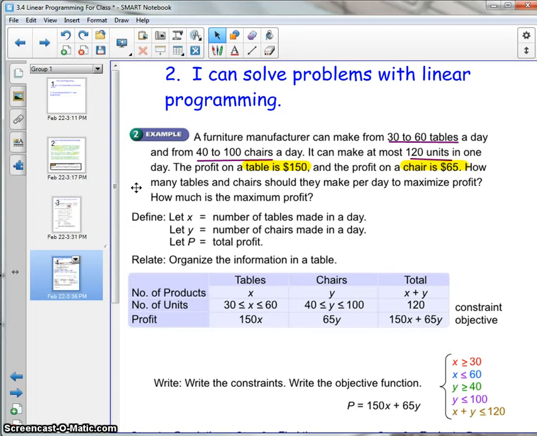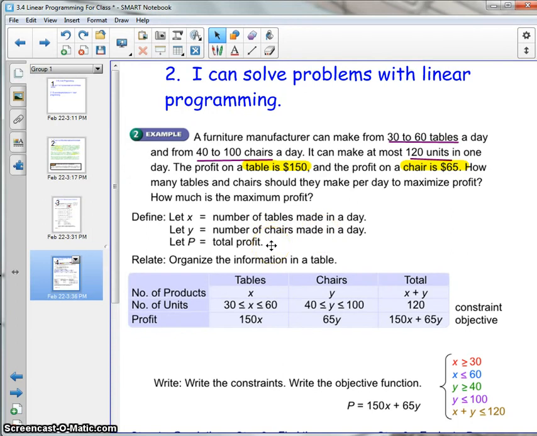Obviously a manufacturer is looking to make the most money in a day, and so they want to figure out, okay, what combination of tables and chairs, how many should I make of each in order to get the most money out in a day? And we also want to figure out how much is the maximum profit. So as always, we want to define our variables, and in this case we're going to let x be the number of tables in a day and y be the number of chairs made in a day, and then we're going to let p be our total profit.